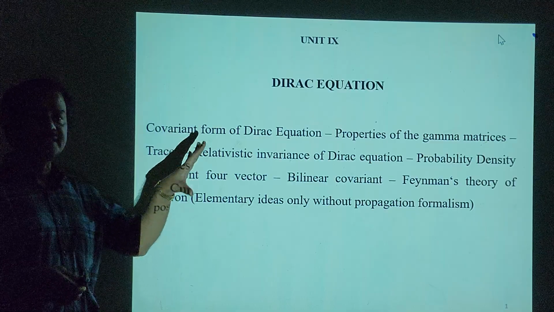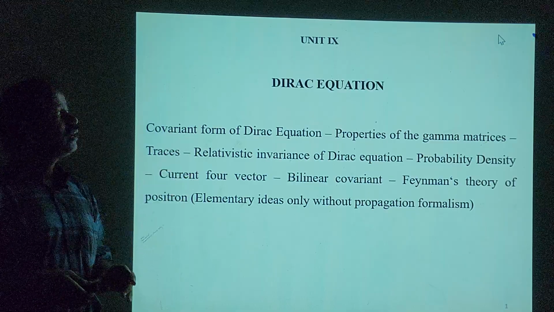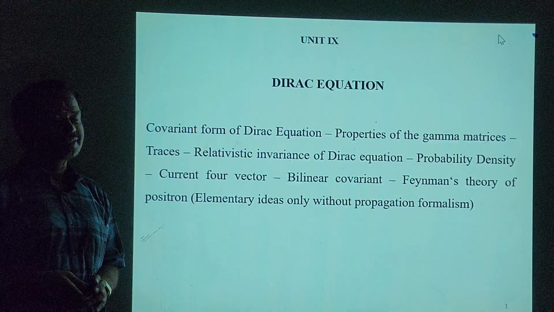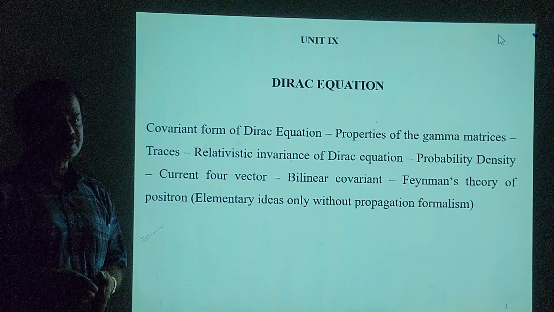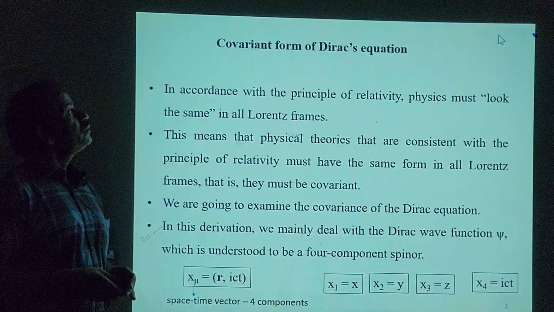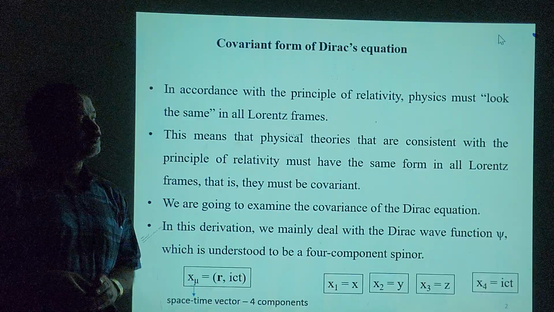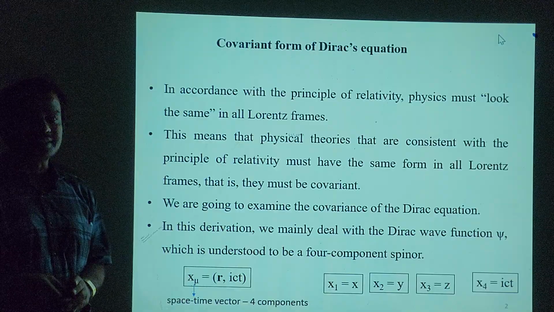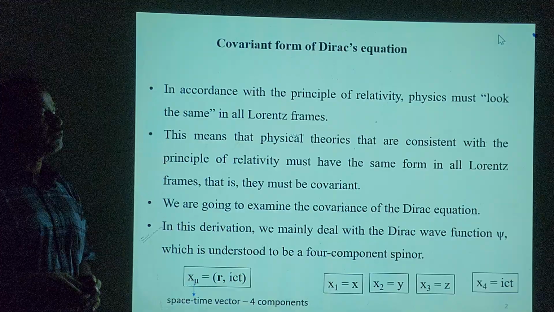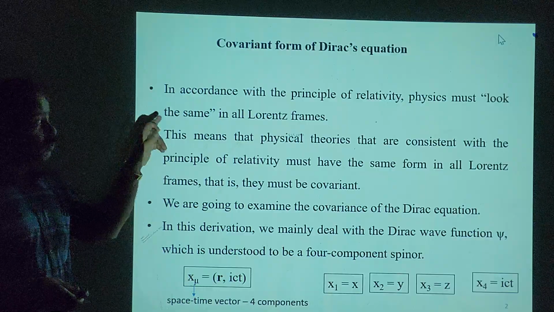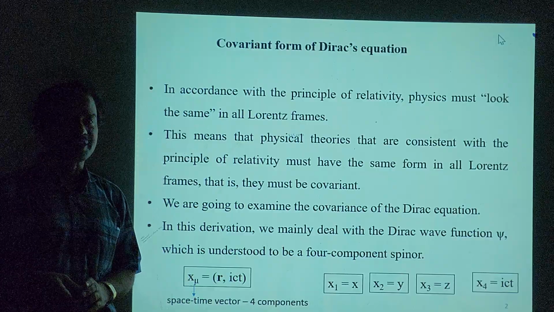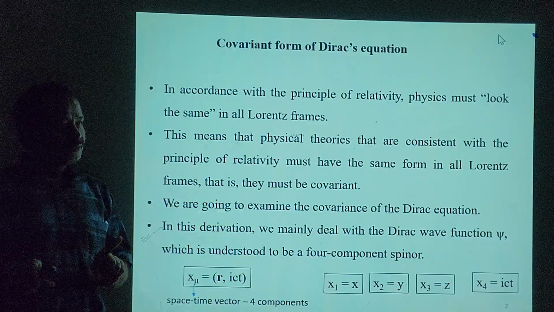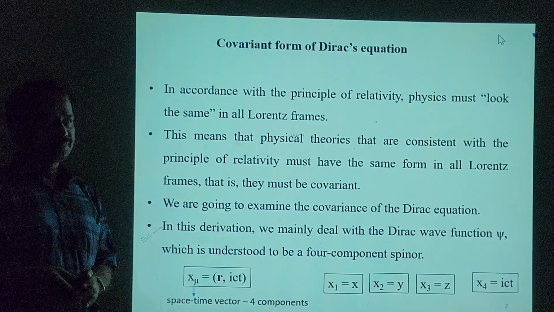These are the titles that we are going to cover in this unit. This is a small unit, but it will have a lot of meaning. As I said, this is a continuation of the last unit. So, the covariant form of the Dirac equation. As I said, the physical laws should be the same in all inertial frames. In accordance with the principle of relativity, physics must look the same in all Lorentz frames. We are going to transform from one coordinate system into another, and the physical laws, the results, must be the same.